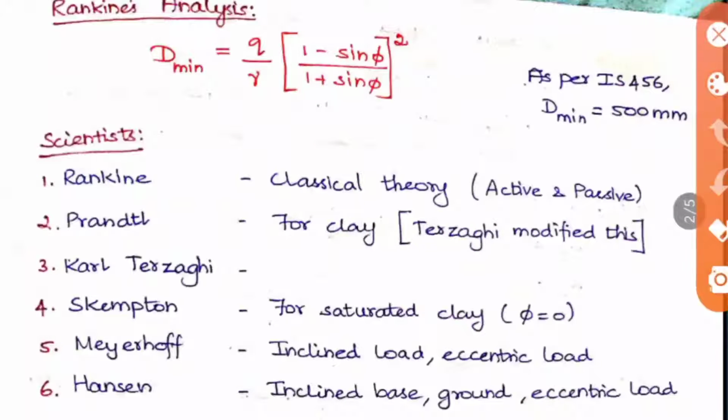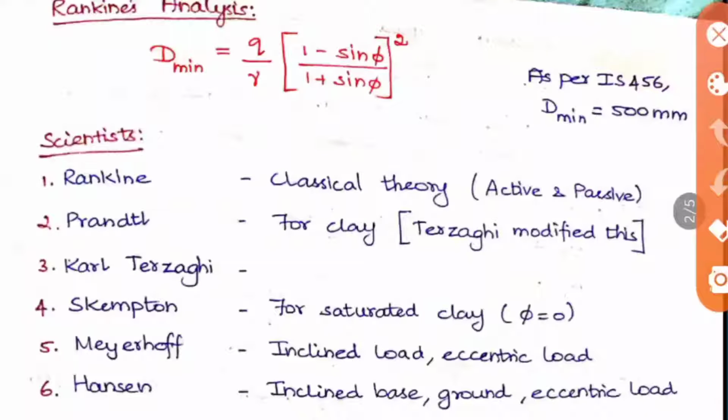And the next is the Rankine's analysis. This Rankine's analysis is mainly used to find the minimum depth of the foundation to be used. The formula is D minimum equal to Q by gamma into (1 minus sin phi by 1 plus sin phi) the whole square. Here Q is the pressure and gamma is the density of the soil.